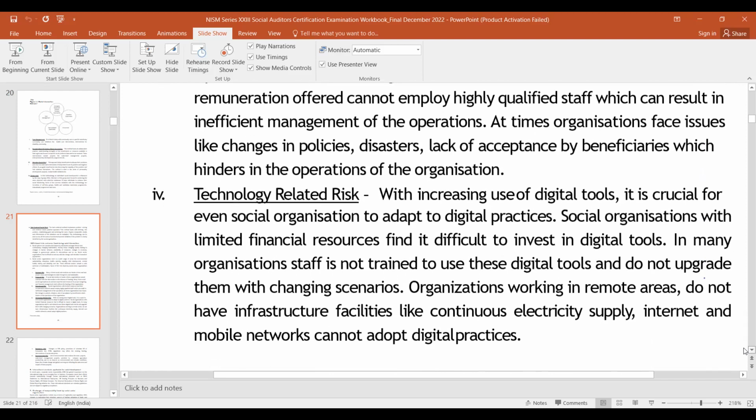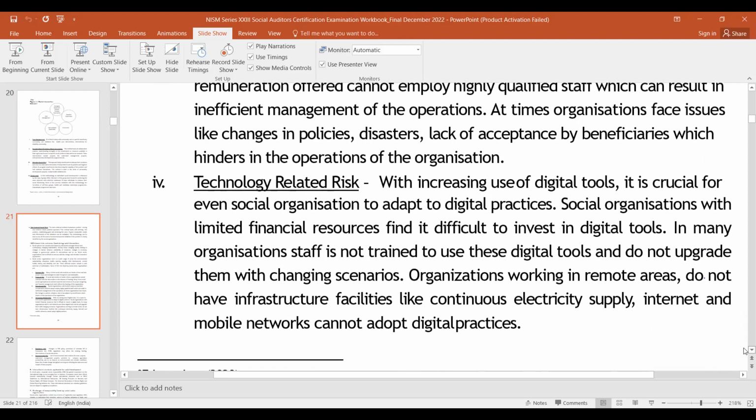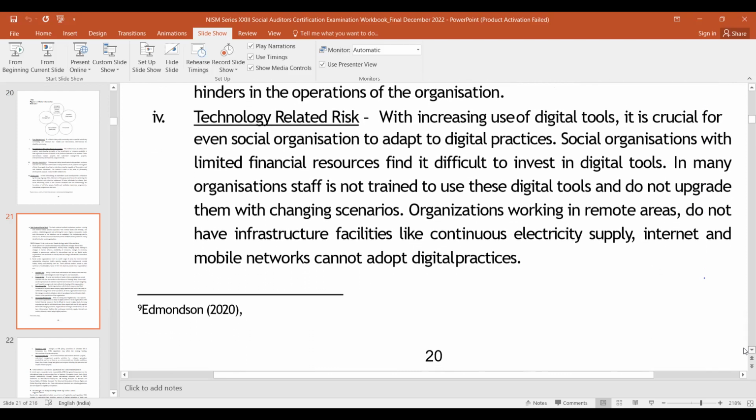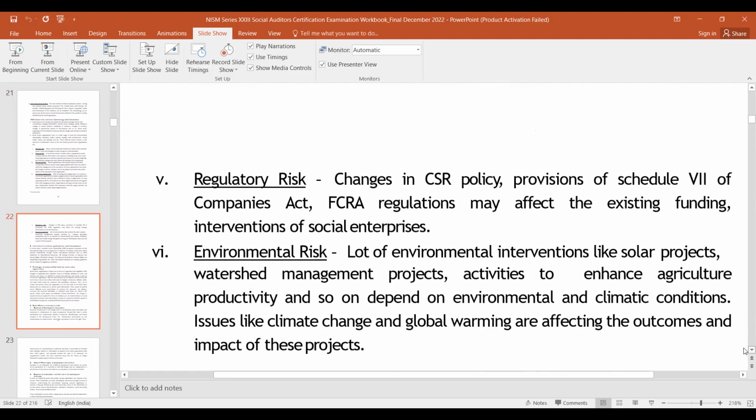Because resources are limited, maybe you are not employing the latest technology. Organizations which are working in remote areas do not have infrastructure facilities like continuous electricity supply; internet may not be there, mobile networks may not be there. Then you cannot adopt digital practices. Then regulatory risk is there.